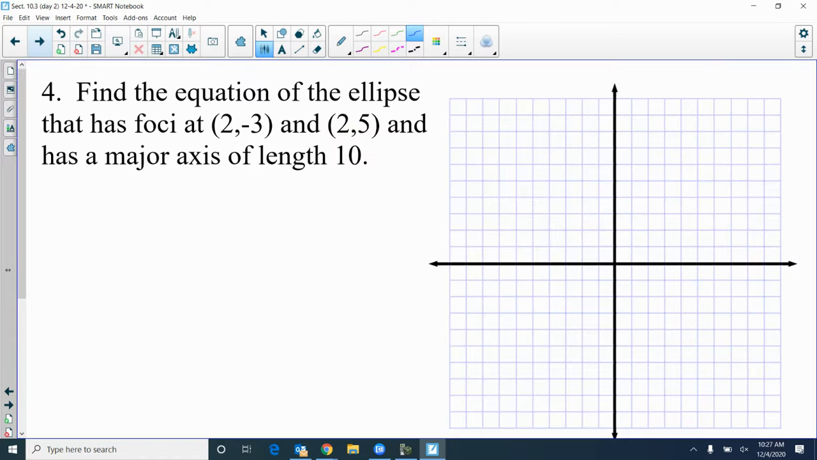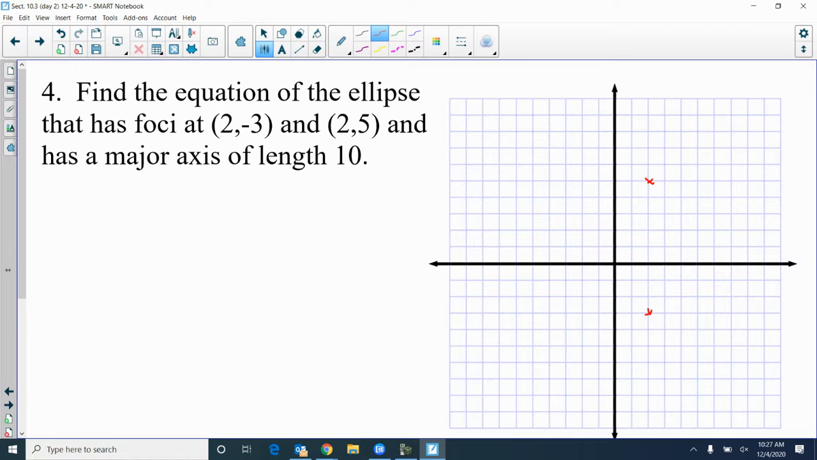All right, for this first one here, we've got foci at (2, -3) and (2, 1), (2, 3) and (2, 5). 1, 2, 3, 4, 5. And then we've got a major axis of length 10. That'll come into play in a second.